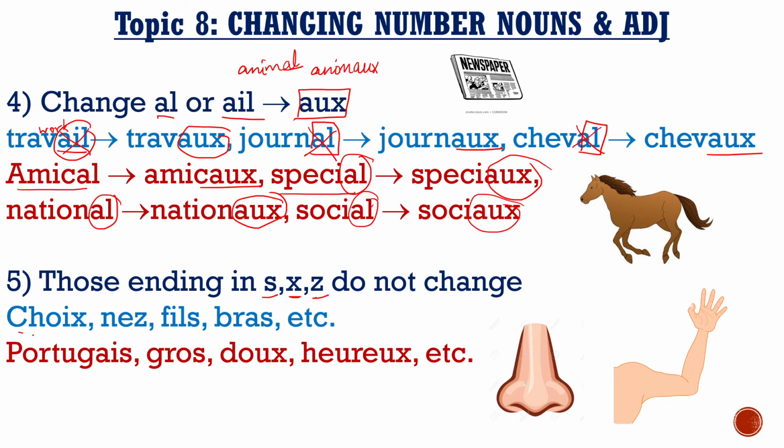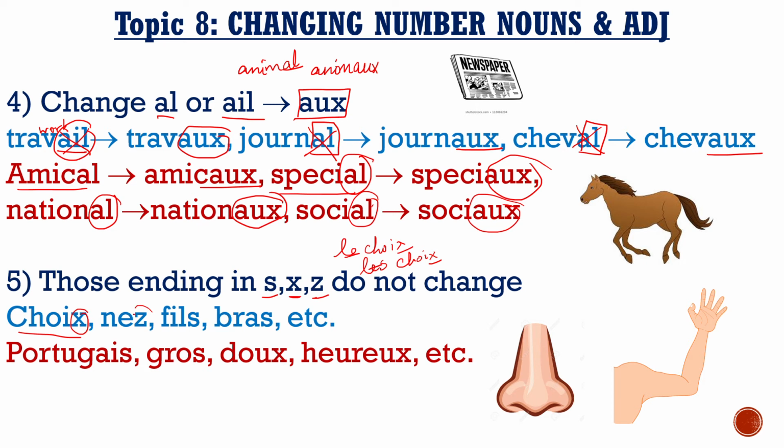So, for example, choix, which is a choice. If you want to say choice and choices, the word is the same because the singular ends with X. So the choice will be le choix. If you want to say the choices, you will only have to change the article because the singular already ends with X, the plural remains the same, just the article has to change. So le choix is the choice, les choix the choices.